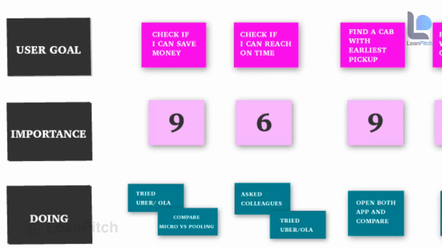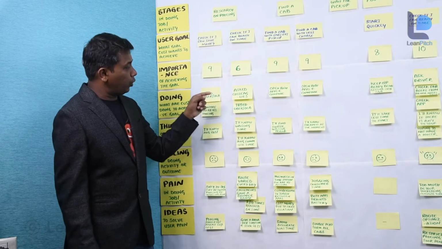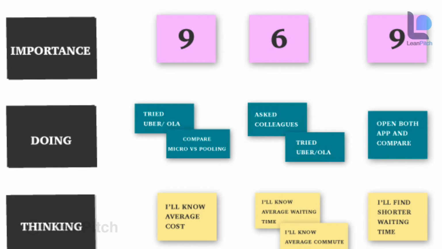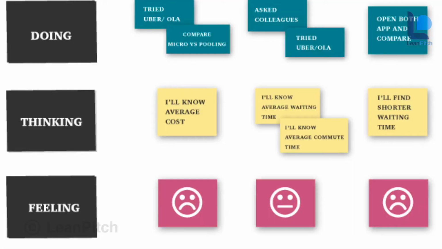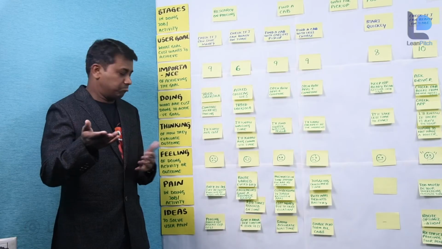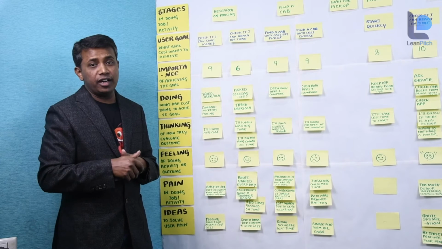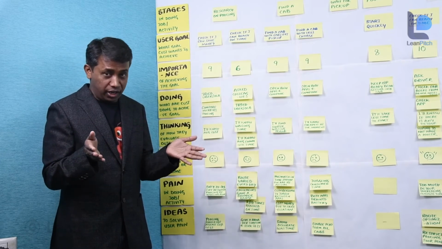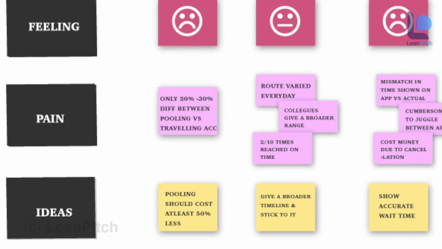Taking one more example, he wanted to check if he can reach on time. On a scale of 1 to 10, it was 6. A couple of things that he did: one, he tried Uber himself. He asked colleagues as well. That was the alternative that he had. His idea was, okay, he will know the waiting time, average commute time, and average cost. He was neutral because when he tried himself, he said the route varied every day, so he could not figure out the average time. He also said his colleagues came from different places, so they would not know the price range, and mostly he got a broader range, so he could not make up his mind.